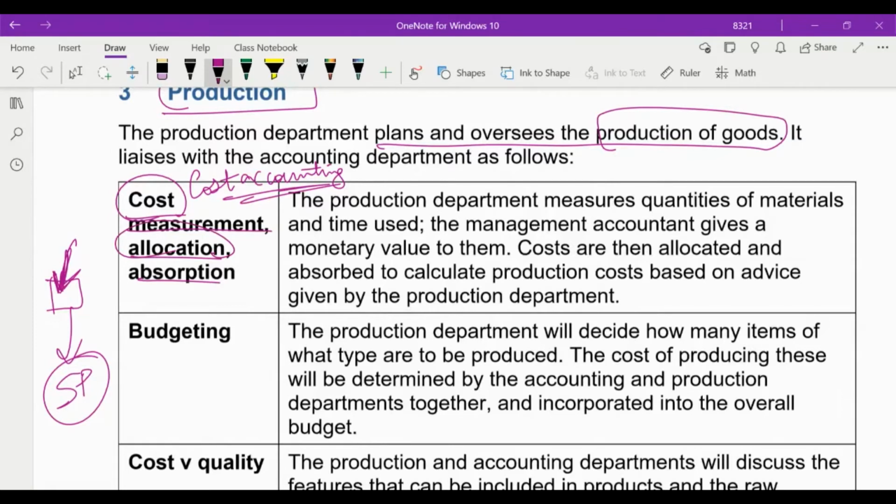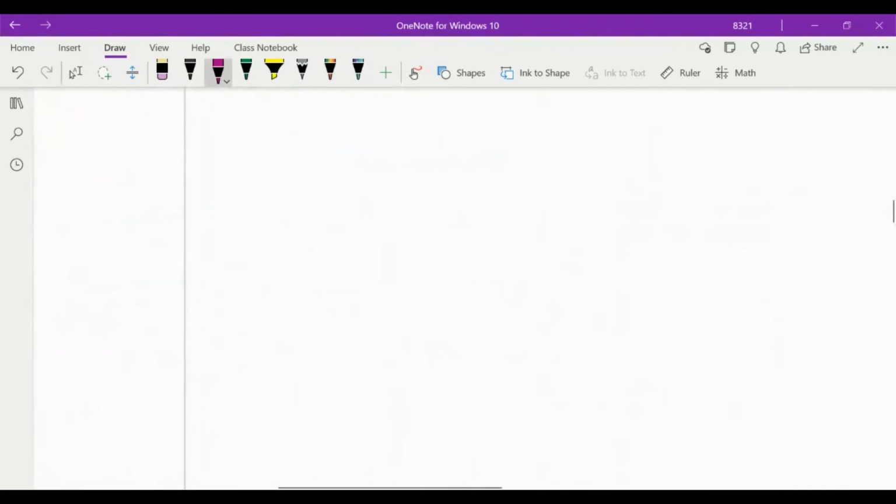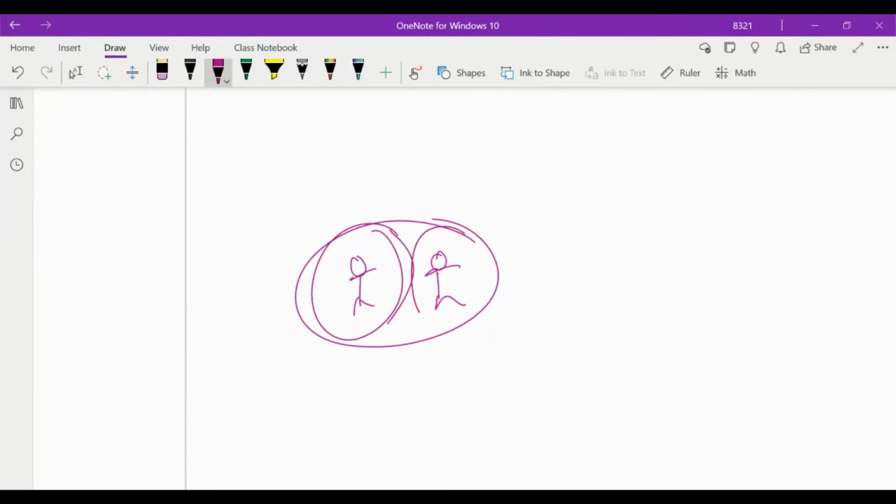What are these words, allocation and absorption? Allocation is done for costs which you directly know are part of the production. For example, you are producing toys. So this is one toy, this is another toy, and so on. You produce different toys. Now, how much metal is consumed in producing a toy? This can be judged. Okay, so this is allocated.